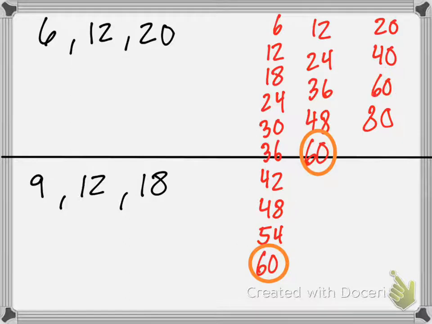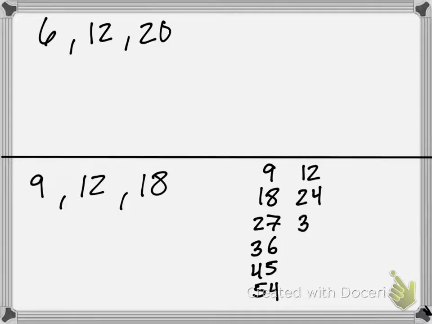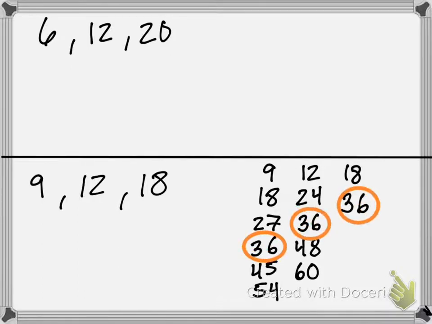Let's look back at the other one. Let's look at our 9, 12, and 18 column. So if we're looking at this, let's do our multiples. 9, 18, 27, 36, 45, 54. I'm going to stop there just because I can't fit it anymore. 12, 24, 36, 48, 60, 18, 36. Hey, look at that. Our smallest number they have in common is 36.